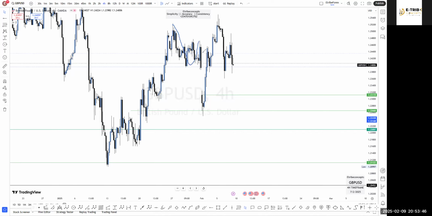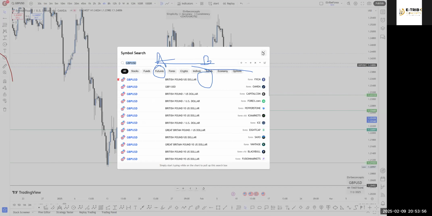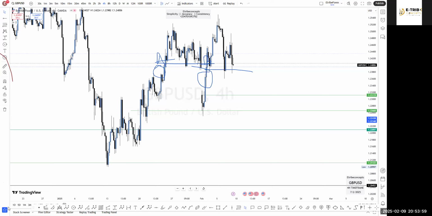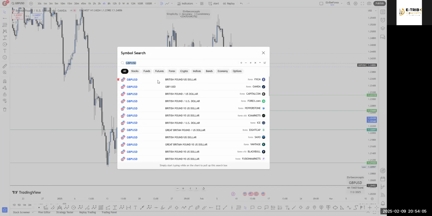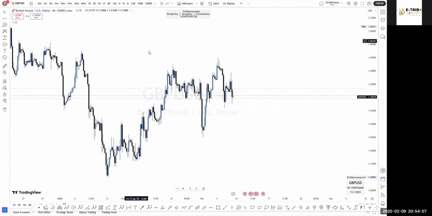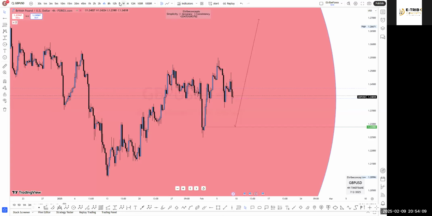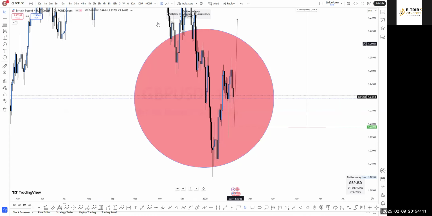Price did these. These gaps confuse people. Let me use a broker that doesn't have gaps. I think I'll use forex.com. They don't have gaps. Hold on, let me remove the drawings. If you check on forex.com, we don't have those gaps. So allow me to remove these.